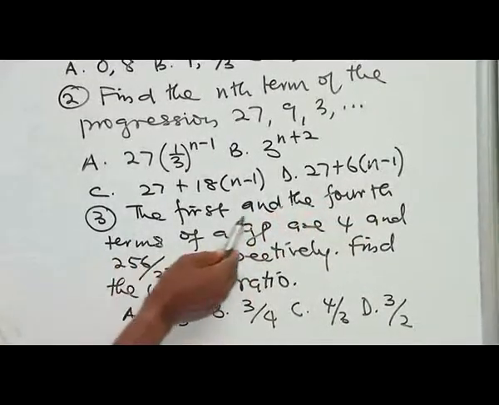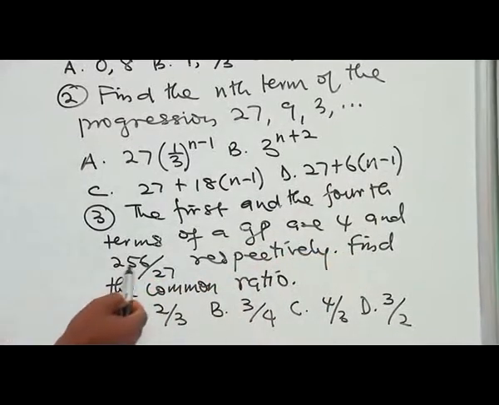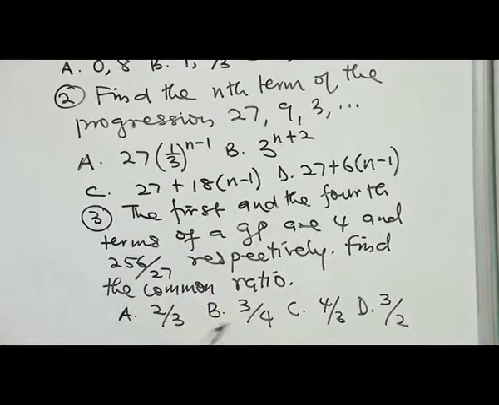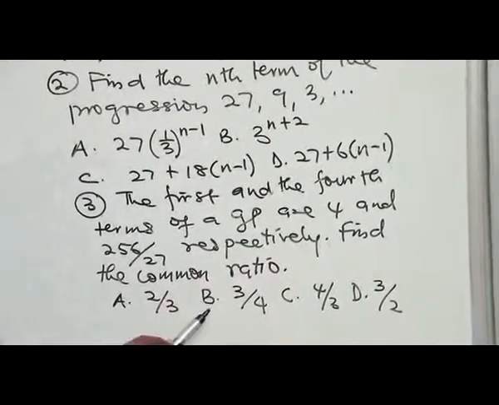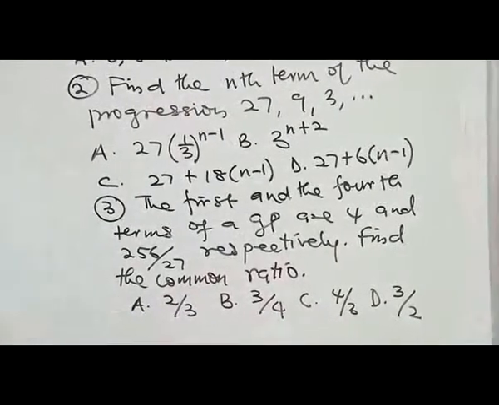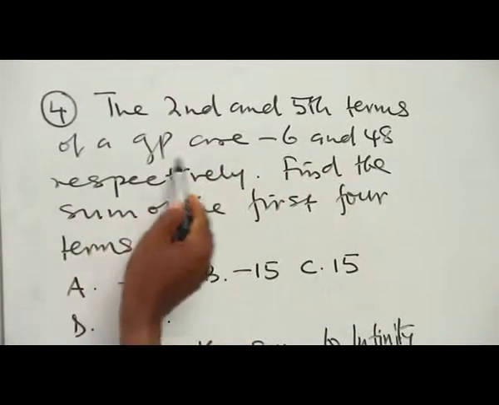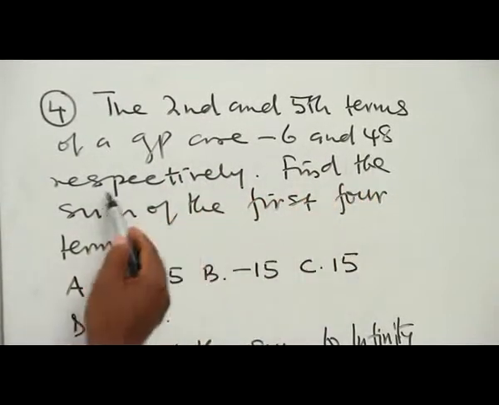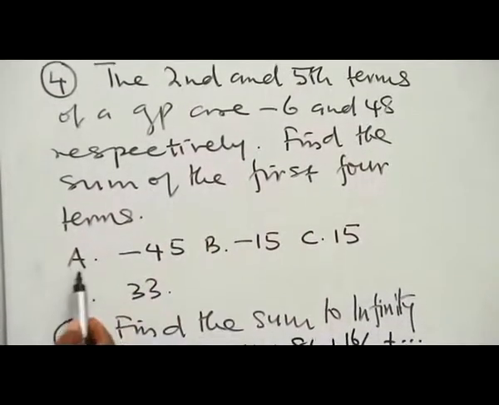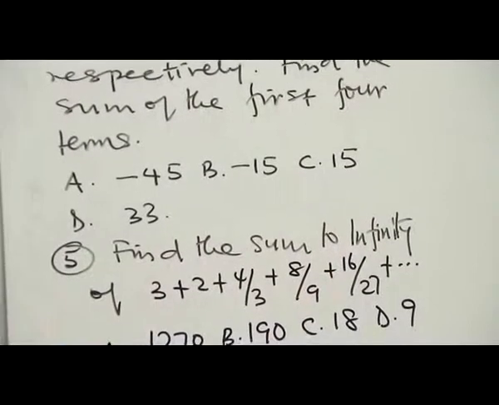Number 3, the first and the fourth terms of a GP are 4 and 256 over 27, respectively. Find the common ratio. Option A, 2 over 3, B, 3 quarters, C, 4 over 3, and D, 3 over 2. Question 4, the second and fifth terms of a GP are minus 6 and 48, respectively. Find the sum of the first 4 terms. A minus 45, B minus 15, C 15, and D 33.